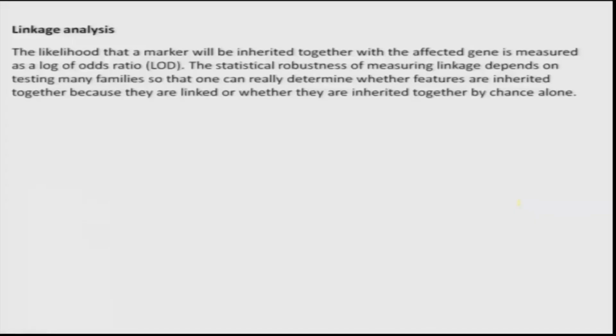That is called the likelihood, the possibility. The likelihood that a marker will be inherited together with the affected gene is measured as a log of odds ratio. This is the statistical approach people use: you find a marker co-segregating with a phenotype because it is present in close proximity to a gene that is defective. It is not happening by chance, it is not random probability, right? It happens likely because it is closely linked to that particular affected gene.